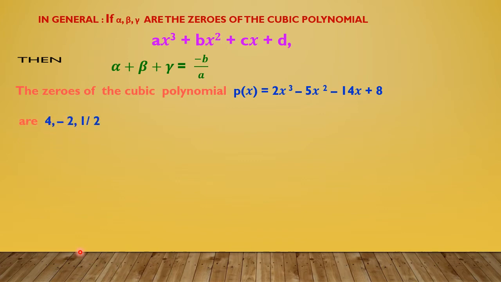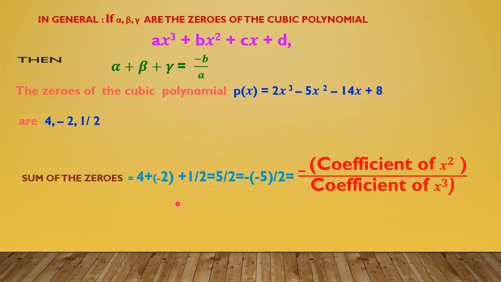Now, add these three numbers. What do you get? Just pen down and calculate what you get. 4 minus 2 plus half. Yes, it is equal to 5 by 2. Here it is 5 by 2. And see the wonderful relationship it has with the coefficients.